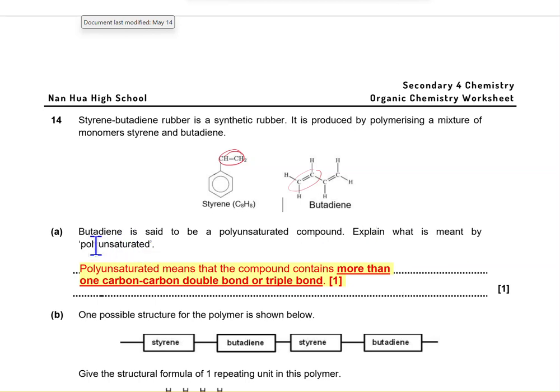So what is meant by polyunsaturated? Polyunsaturated. Now down here I can show you, right? More than one carbon-carbon double bond. Okay, if you put all triple bond, that'd be good. Okay, but at least you must say that based on this explanation here, yes, more than one carbon-carbon double bond.